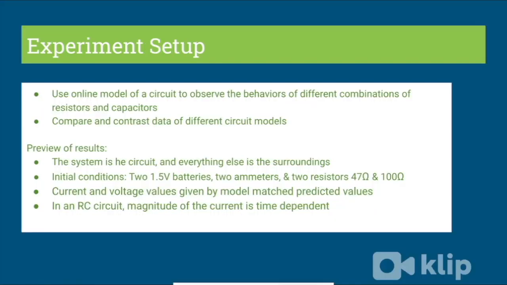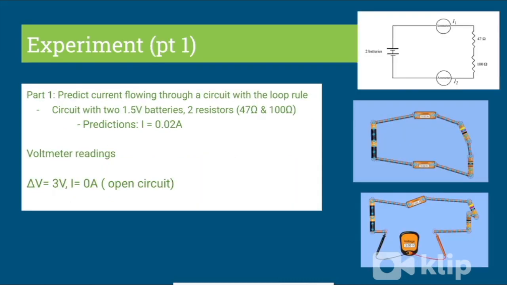For experiment setup, use an online model of a circuit to observe the behaviors of different combinations of resistors and capacitors and compare and contrast the data of different circuit models. For a preview of the results, the system is the circuit and everything else is its surroundings. The initial conditions are two 1.5 volt batteries, 2 ammeters, and 2 resistors of 47 ohms and 100 ohms. Current and voltage values given by the model match predicted values. In an RC circuit, the magnitude of the current is time dependent.